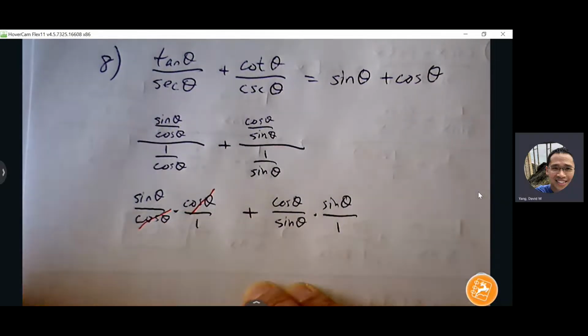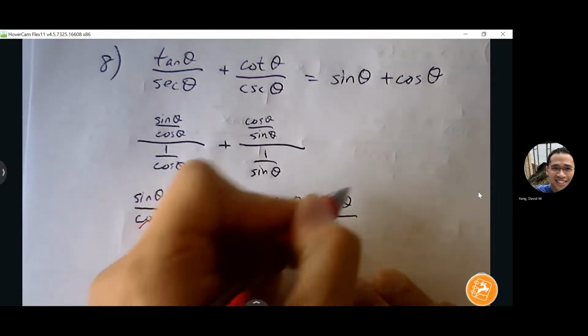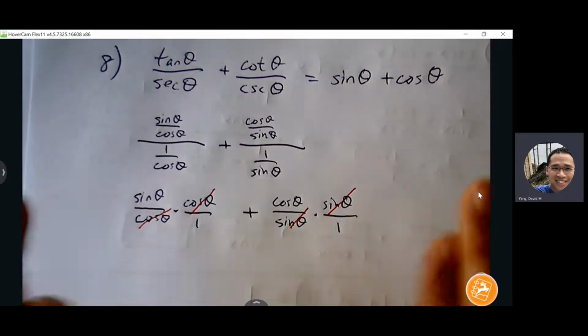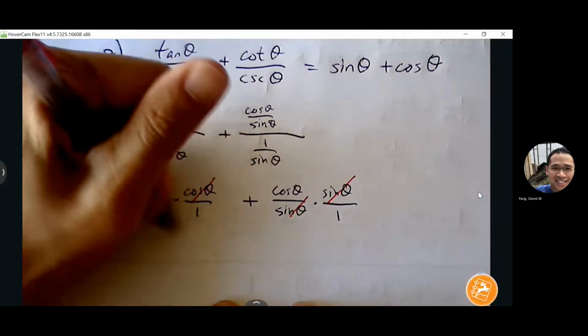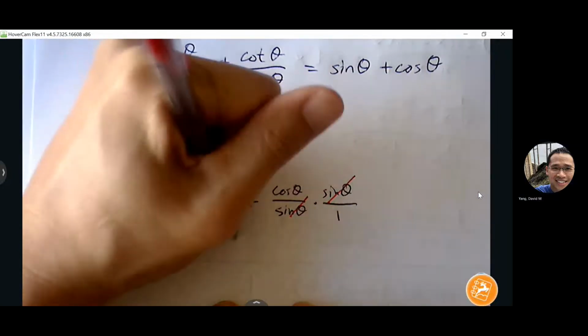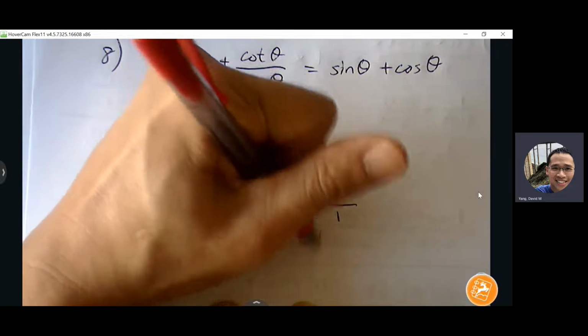Cosine goes away. Sine goes away, right? These are 2 separate fractions, so we can kind of handle them independently. This side becomes sine theta. This side becomes cosine theta.